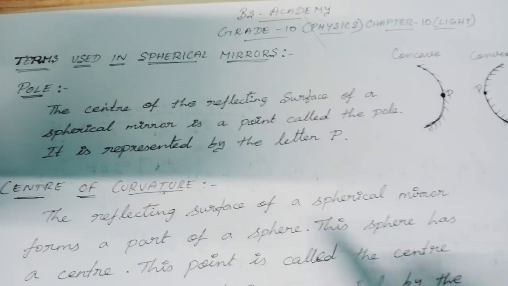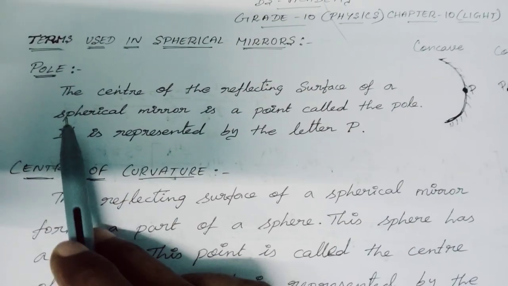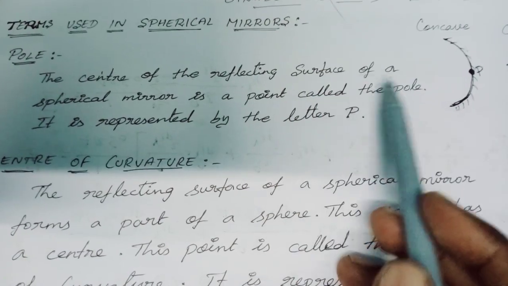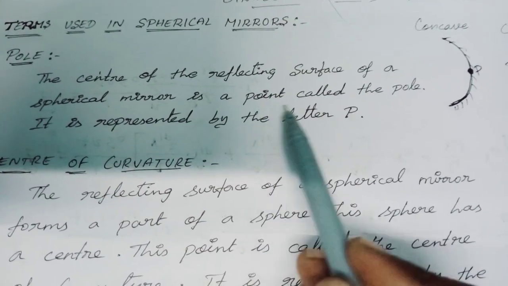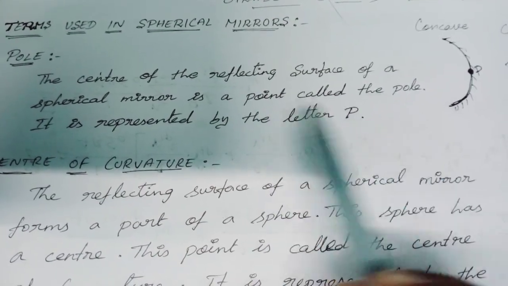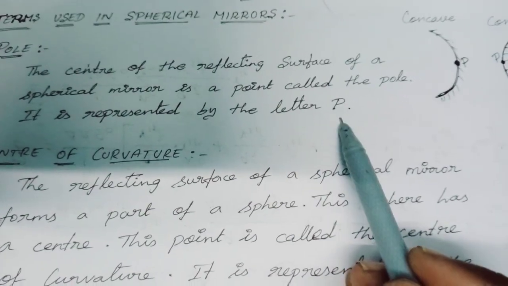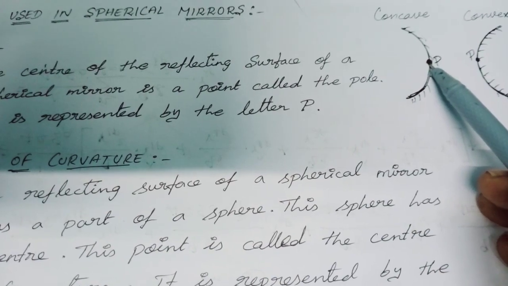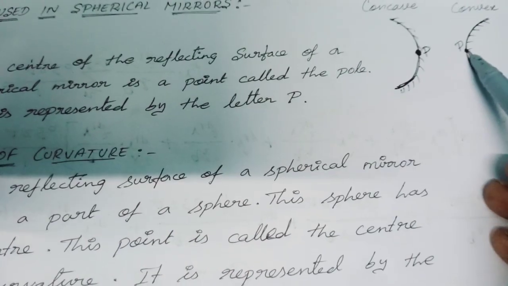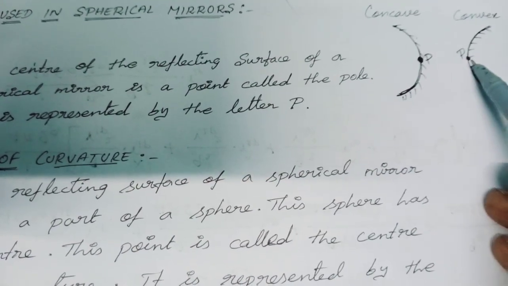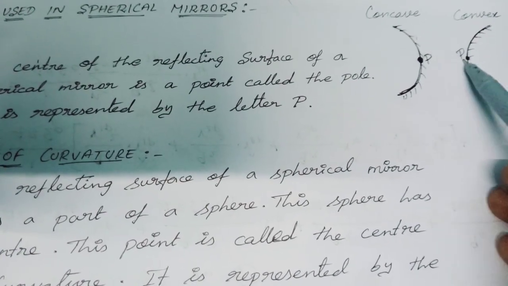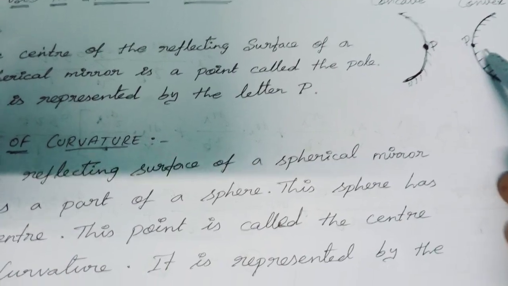Is the definition of pole clear, students? Once again, the center of the reflecting surface of a spherical mirror is a point called the pole, and it is represented by the letter P. For concave, this is the point where we represent the pole, and for convex, this is the point called the pole, represented by the symbol P. Is it clear?